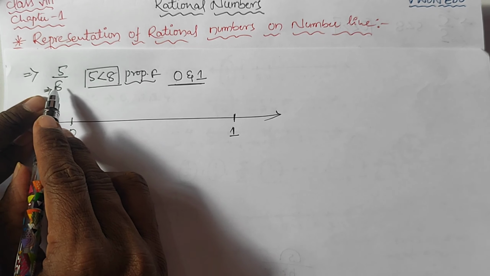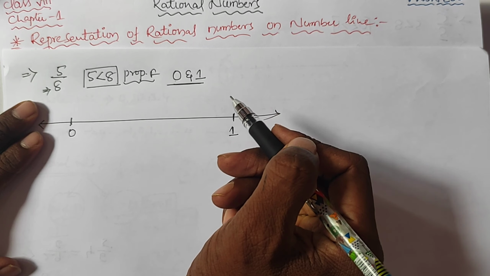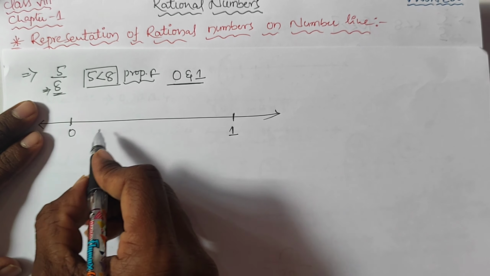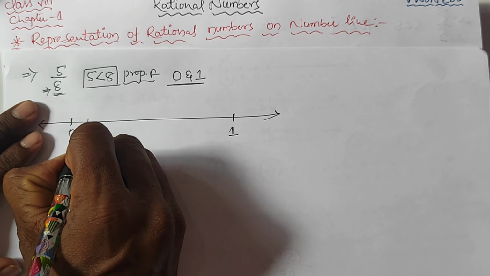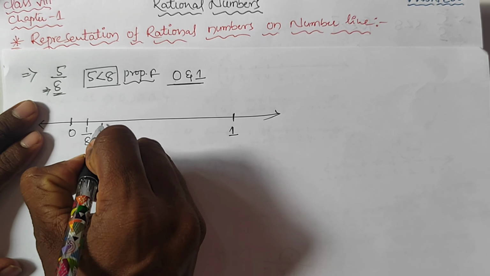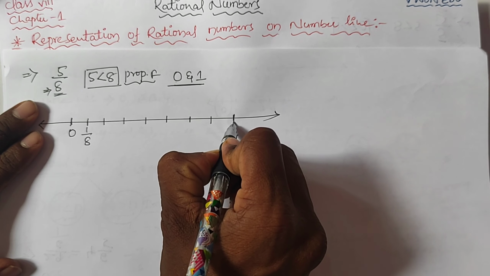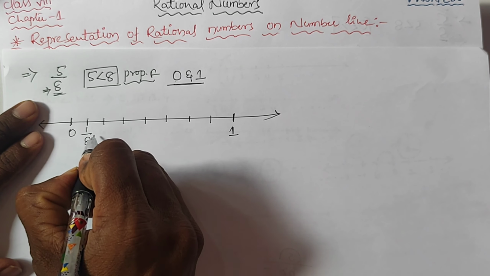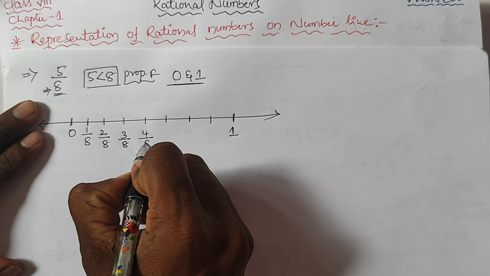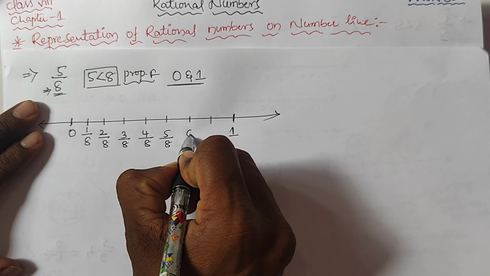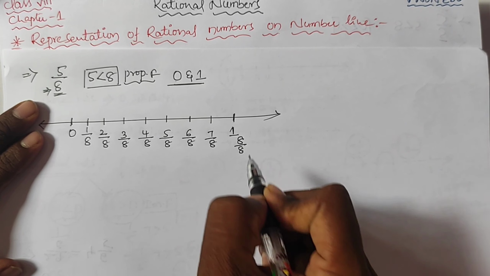Okay. Now 8. What does the denominator say? The number of equal parts. So how many equal parts do we have to consider? 8. So between 0 and 1 we have to consider 8 equal parts. Nothing but 1 by 8, 2, 3, 4, 5, 6, 7 and 8. Isn't it? Yes ma? 1 by 8, 2 by 8, 3 by 8, 4 by 8, 5 by 8, 6 by 8, 7 by 8 and 8 by 8. 8 by 8 means 1.